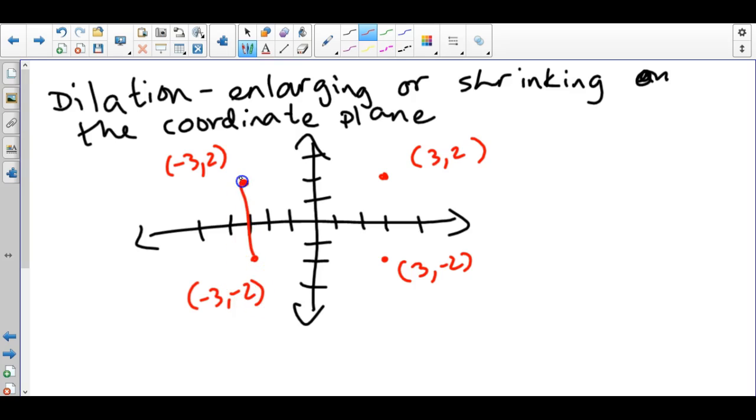We want to perform a dilation. So dilation is either going to make this smaller or bigger. And when we do it, it's always going to say that it's centered around the origin. We will only be asked to do dilations that are centered around the origin. If it's not centered around the origin, it's a much more difficult process. Let's say we are centered around the origin and we're using a scale factor of 1/2.